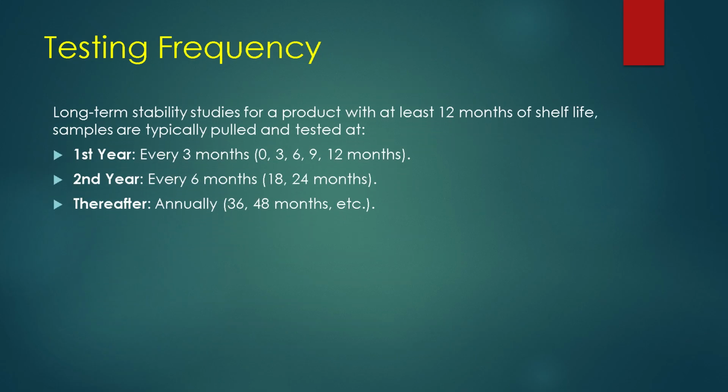Testing frequency. Stability testing isn't done just once. It's a carefully planned timeline to track a medicine's quality over years. In long-term stability studies for a product with at least 12 months of shelf life, samples are withdrawn and tested at predefined intervals. During the first year, testing is conducted every 3 months, that is at 0, 3, 6, 9 and 12 months. In the second year, samples are tested every 6 months at 18 and 24 months. Thereafter, testing is performed annually at 36 and 48 months and so on.